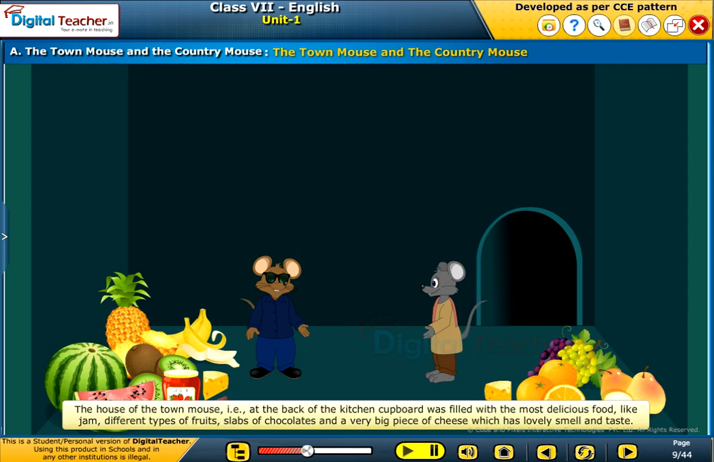The house of the town mouse, that is at the back of the kitchen cupboard, was filled with the most delicious food like jam, different types of fruits, slabs of chocolates and a very big piece of cheese which has lovely smell and taste.